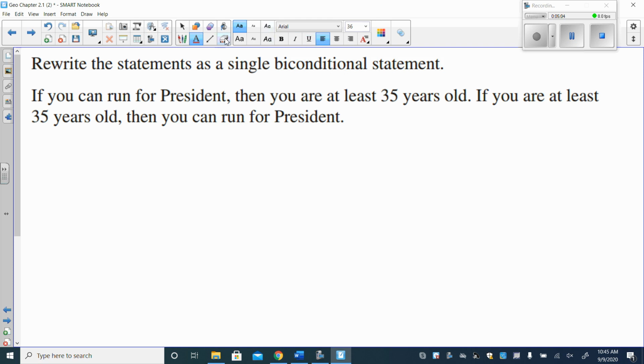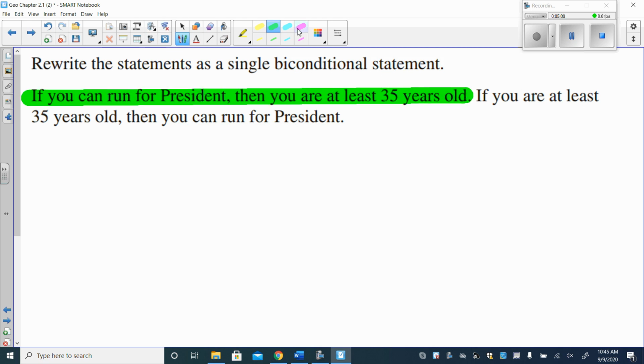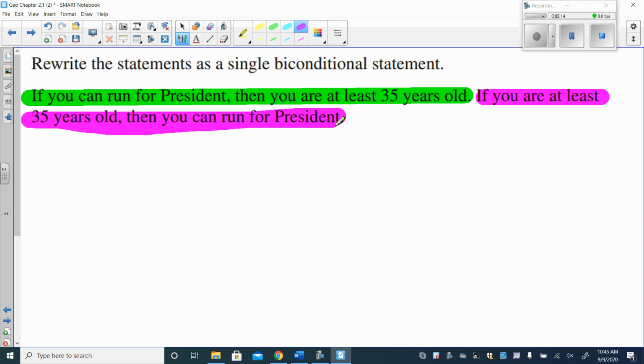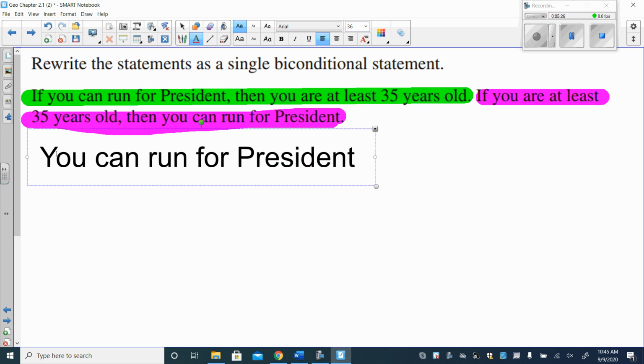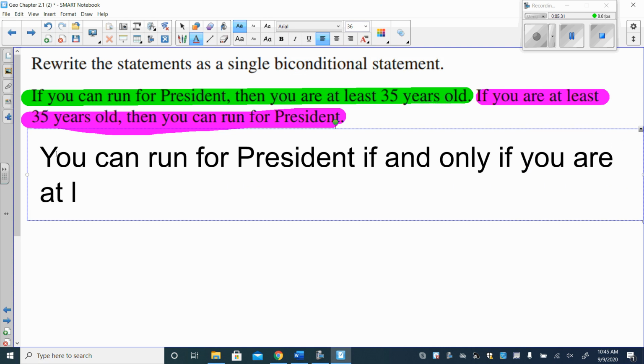So even though we have two statements here, we have this statement here, and then we have this statement here. Are they saying anything different? Well, no, they're saying the exact same thing. So I can write them as one statement. You can run for president if and only if you are at least 35 years old. And that's it. That is our biconditional statement.